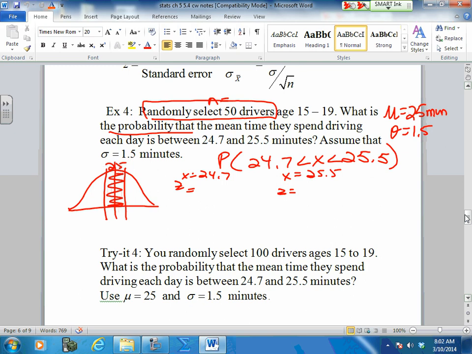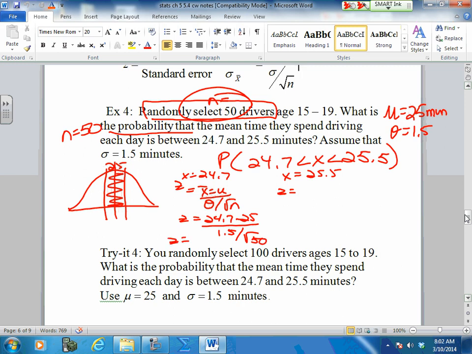So we're going to find their z-scores, and we're going to use the sample mean minus the population mean over the standard deviation divided by the square root of n. So we basically work this the same way. 24.7 minus 25, doesn't this still give us a negative z? Over 1.5 divided by the square root of 50. Okay, so according to them, they worked it all out. So their z-score is negative 1.41.